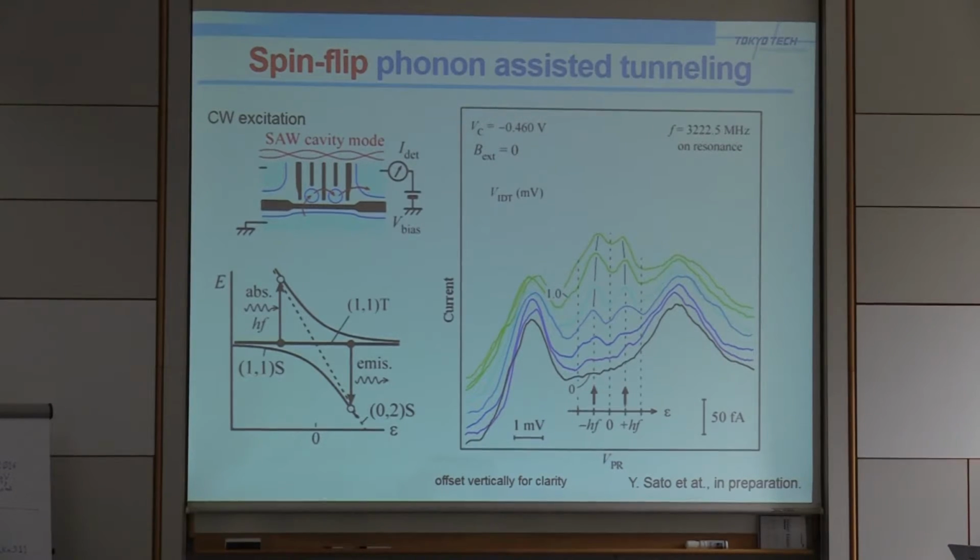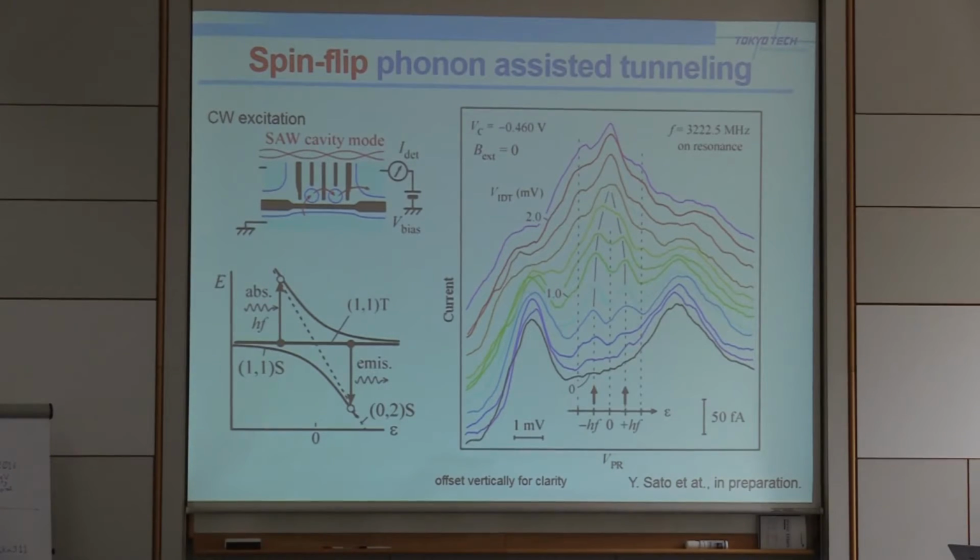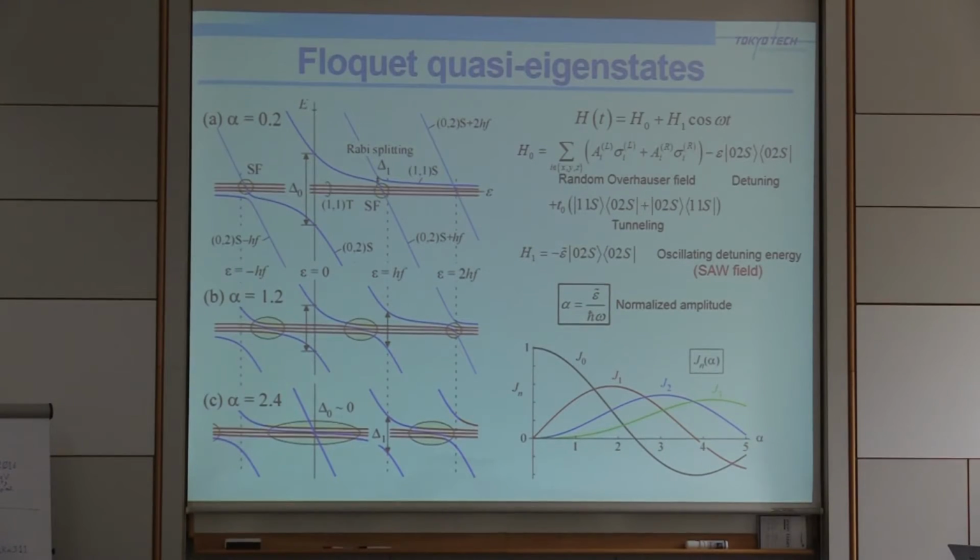That's very nice. And if you increase the power, of course, the current becomes larger and larger. If you increase the power much more, these two peaks merge into a single peak, and the second, two-phonon process starts to appear. Since there is a small valley here, I think this merging is not a simple broadening of the peak, but these two peaks merging into a single peak. This characteristic can be understood by considering the Floquet quasi-eigenstates.